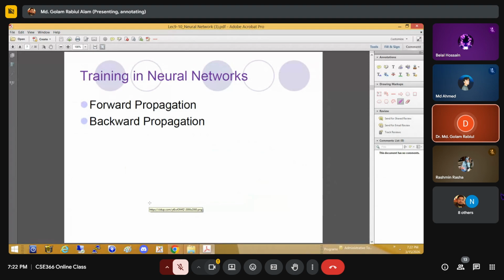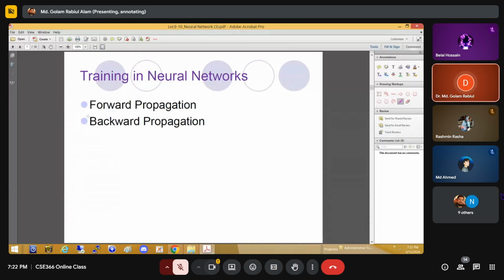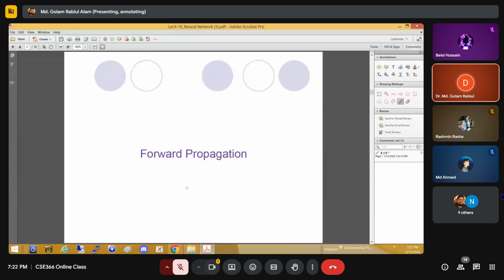And then we started discussion on training in neural networks. That means neural network training. I mentioned that the training has two phases. One is called forward propagation and the other is called backward propagation. In forward propagation, we predict the output from the input. That means it will propagate some form of computation to produce the predicted output from the input. And we have discussed that part, the forward propagation part.